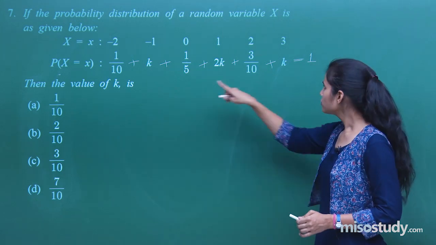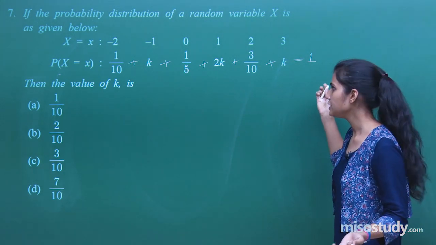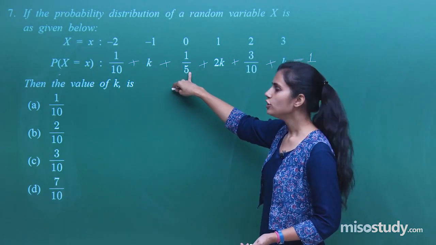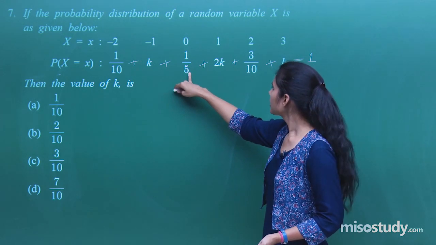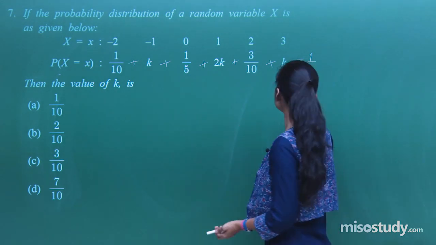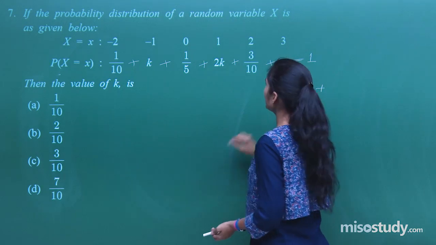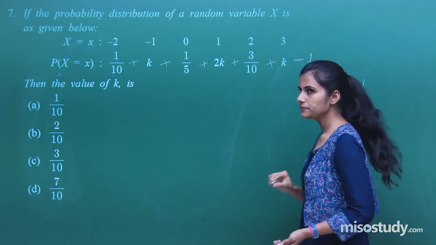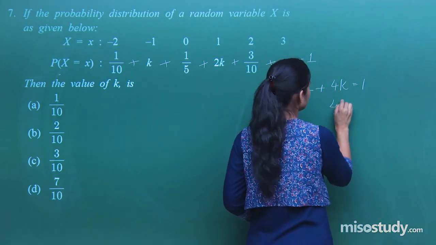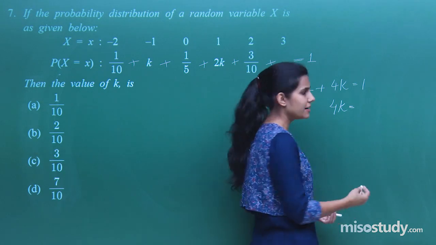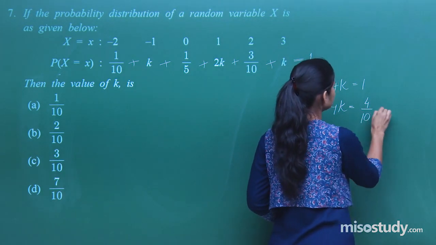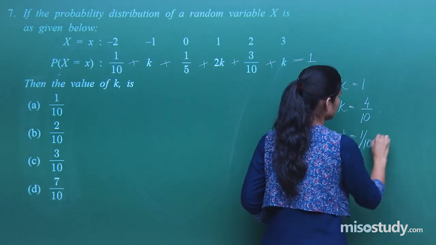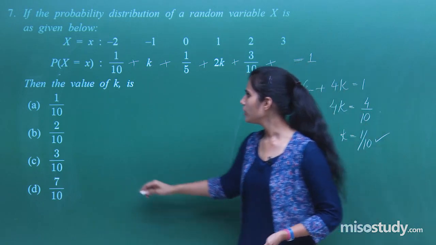So if this is a probability distribution, sum of this is 1, and now the question is very easy for you. 1 by 10 plus 1 by 5 plus 3 by 10 gives you what? This becomes 2 by 10, I can write it as 2 by 10. So this becomes 1 plus 2, 3, 3 plus 3, 6 by 10. Plus k plus 2k, 3k, 3k plus k, 4k. This is 1. So what you get is, 4k is 1 minus 6 by 10, which is 4 by 10. Right? So k comes out to be 1 by 10. Clear? 1 by 10 is the right answer.